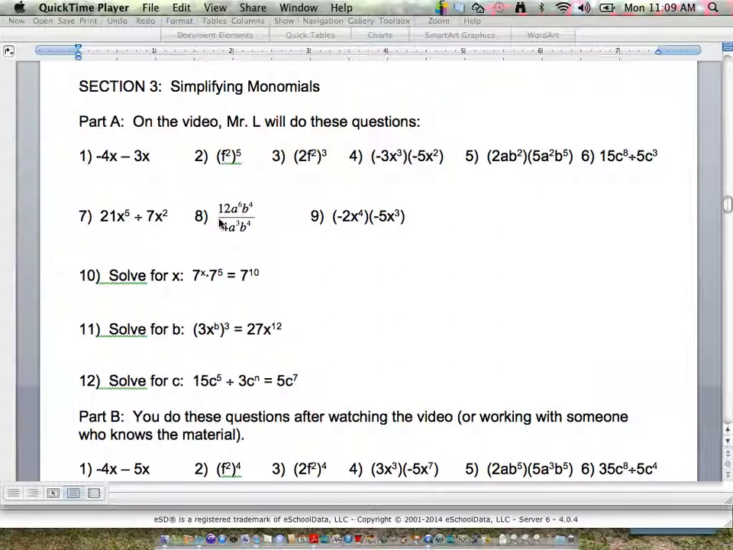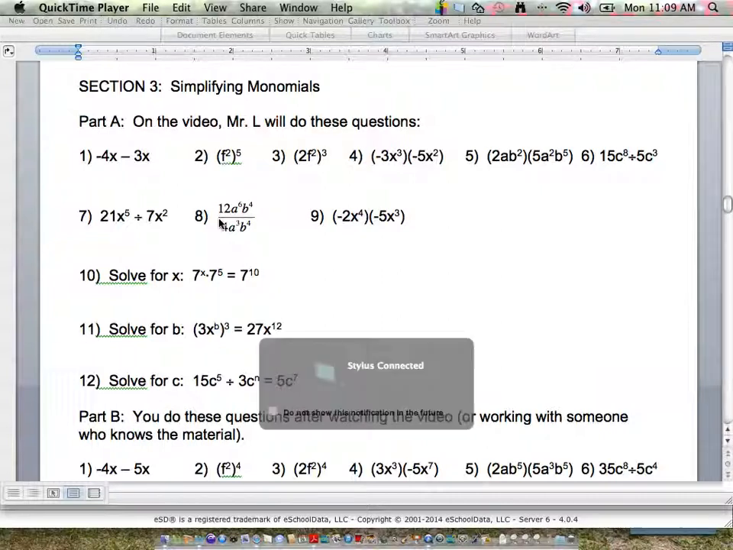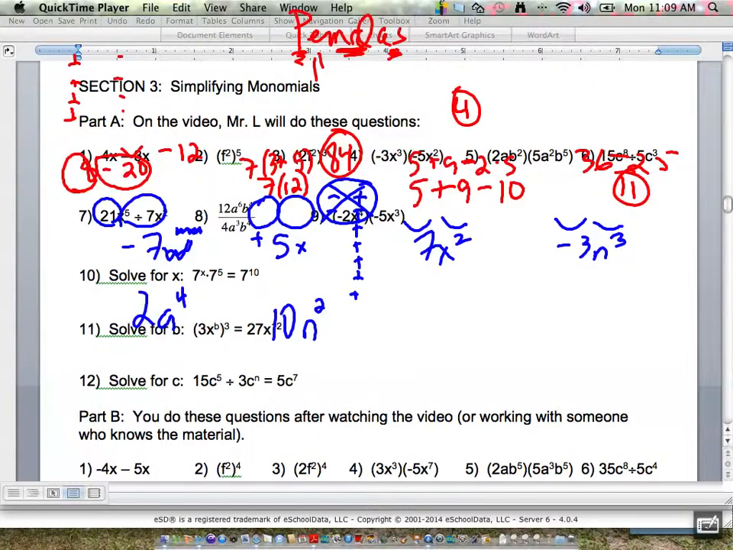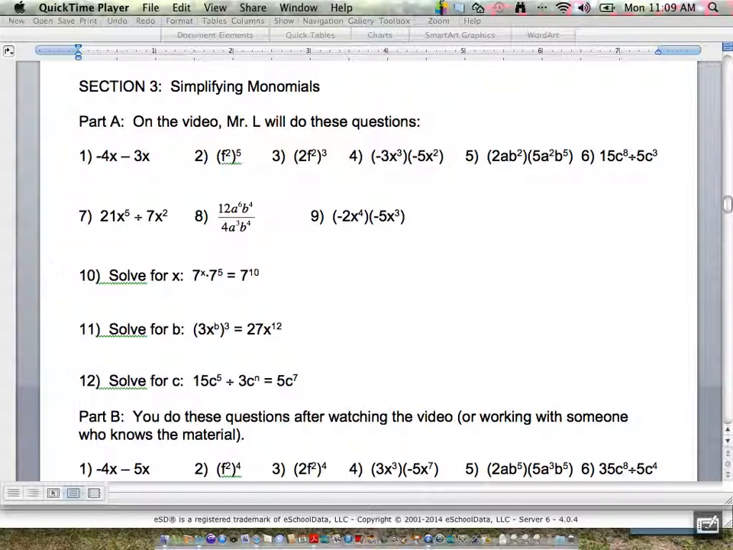Here we go. Number one is like from section 2. But I want to make sure we just review the point. Whenever you add or subtract anything on the face of the earth, you always get back the same kind of thing that you started with. So, this is negative 4x's, and this is negative 3x's. If I have negative 4x's and negative 3x's, what do I get when I add them up? No, you get negative 7x.